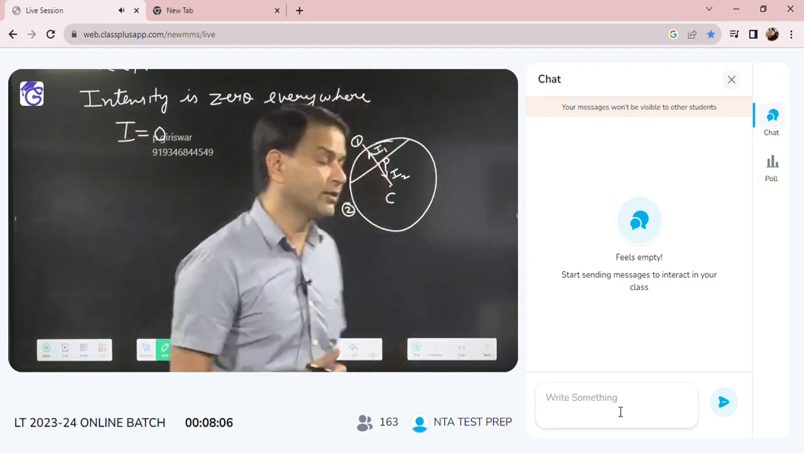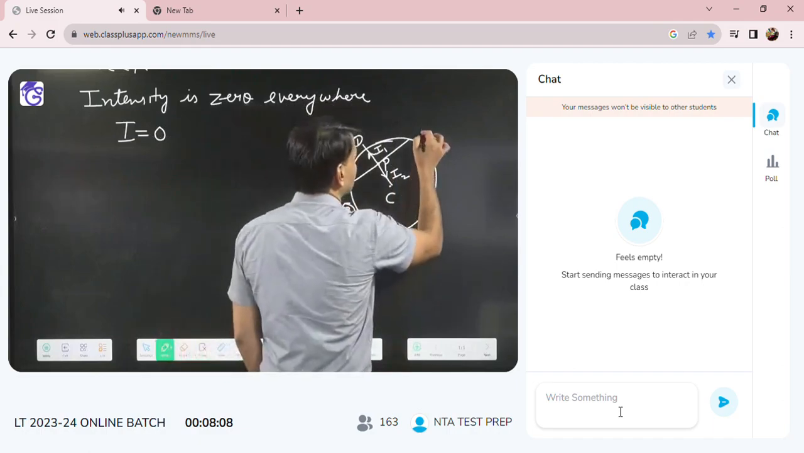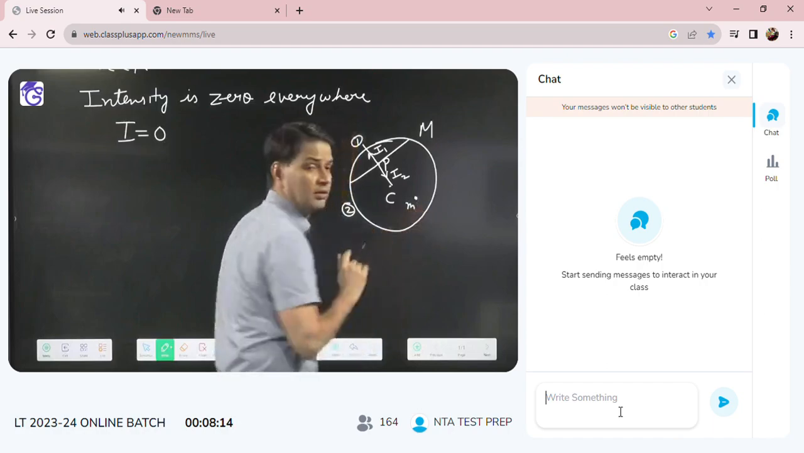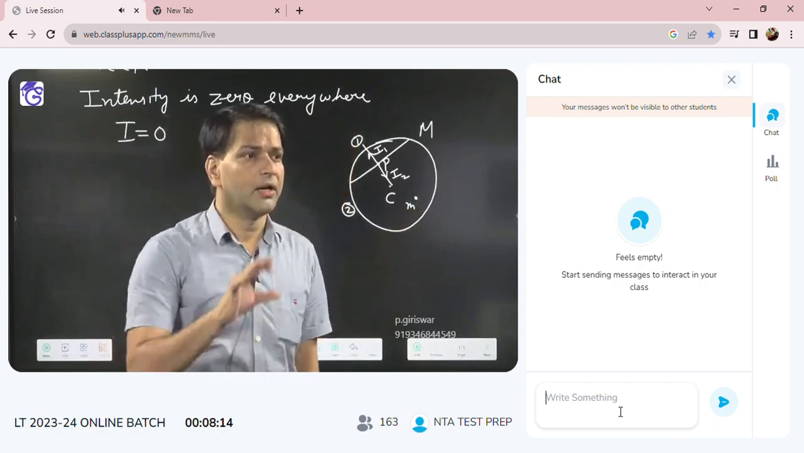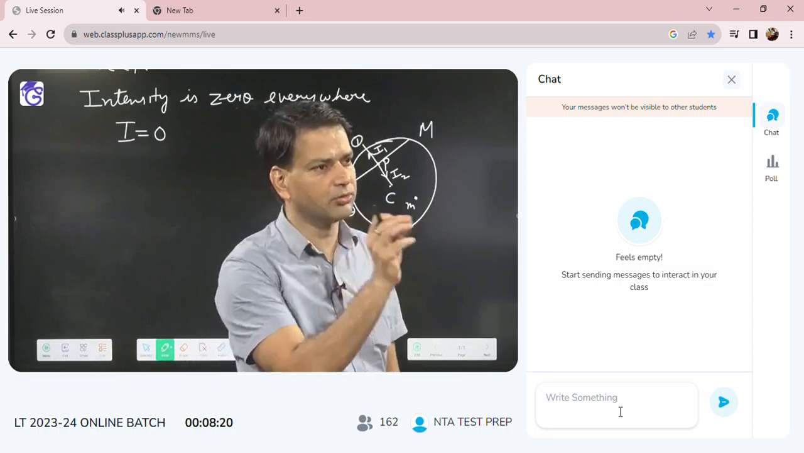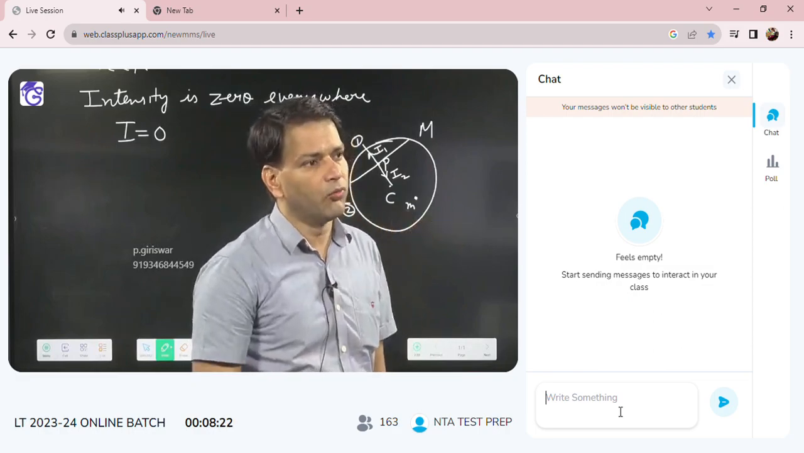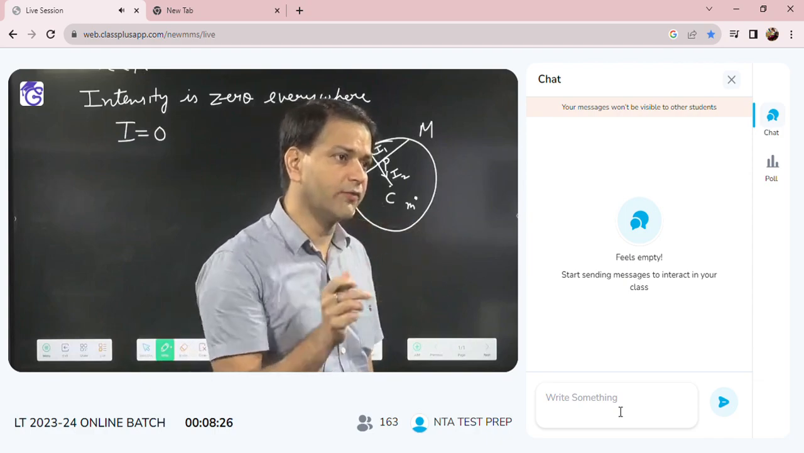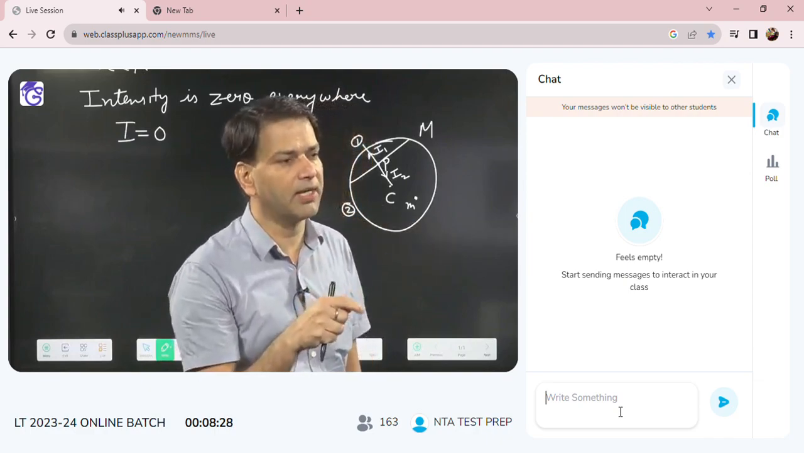Suppose mass of the shell I take as capital M, and inside the shell I assume a particle of mass small m. What is the force applied by the shell on the mass m?